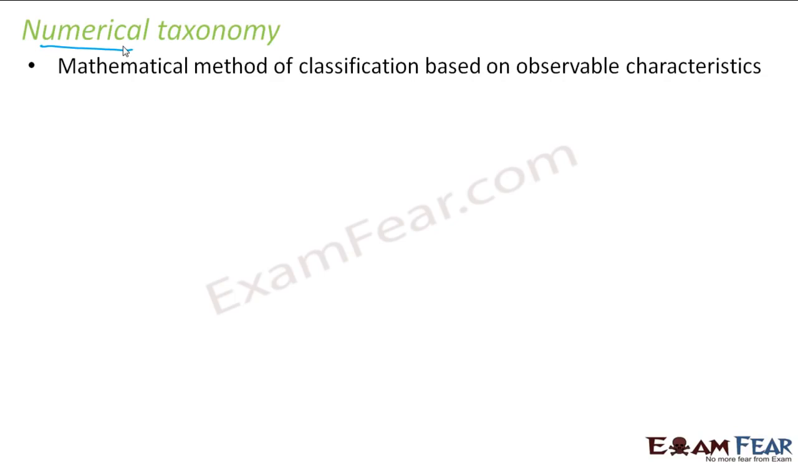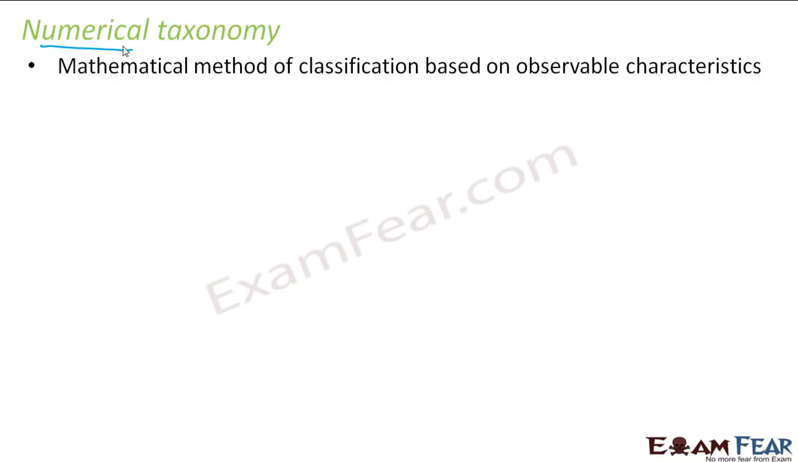So first, let us talk about numerical taxonomy. The term numerical itself says that it has something to do with numbers. So what is it? It is a mathematical method of classification based on observable characteristics. So it is basically a statistical method. So you maintain a statistics for everything.